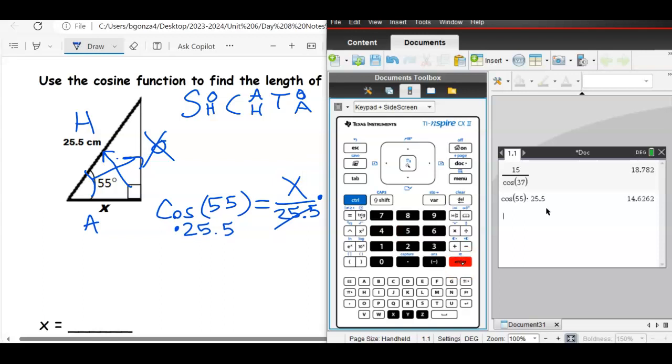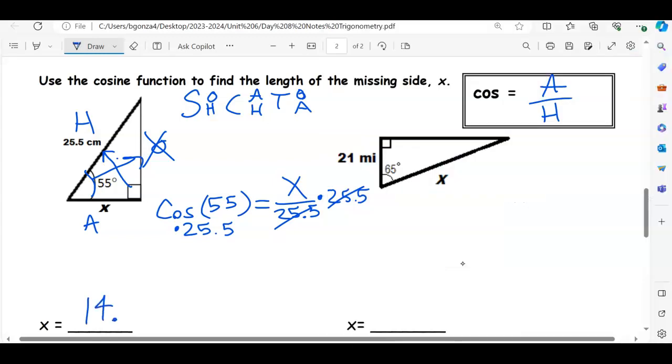We get 14.626. That third 6 after the decimal makes the 2 round up to 14.63. What are my units of measure? Centimeters. Cool. All right, the next one you should have already labeled OHA. Let's see if you did it right. Across from the angle is O. Across from the 90 is H. A is left over. Which one can I cross out?